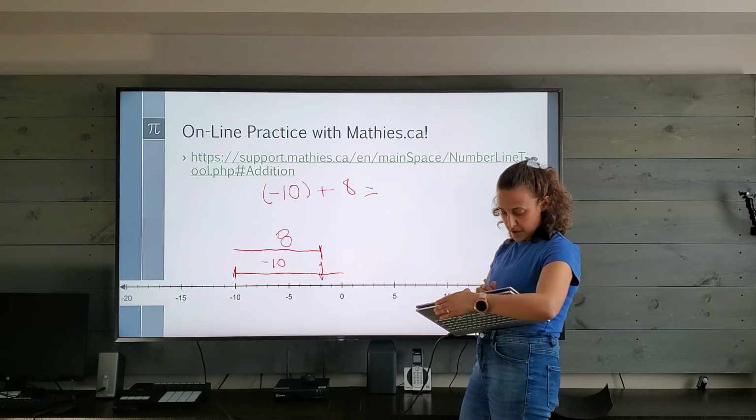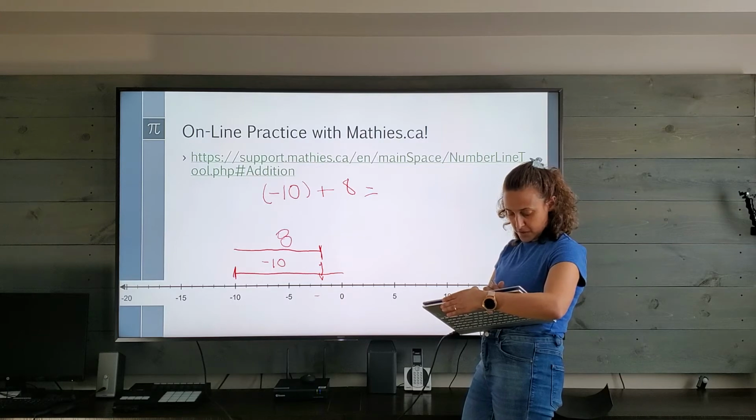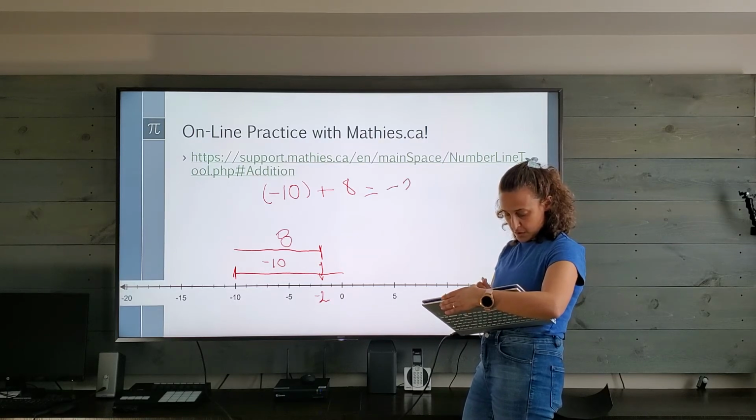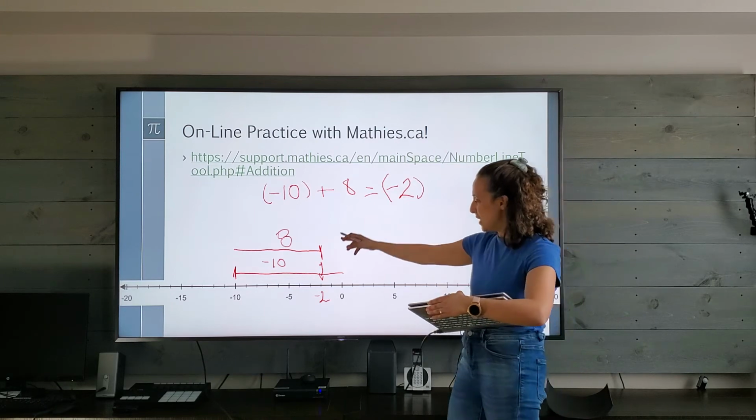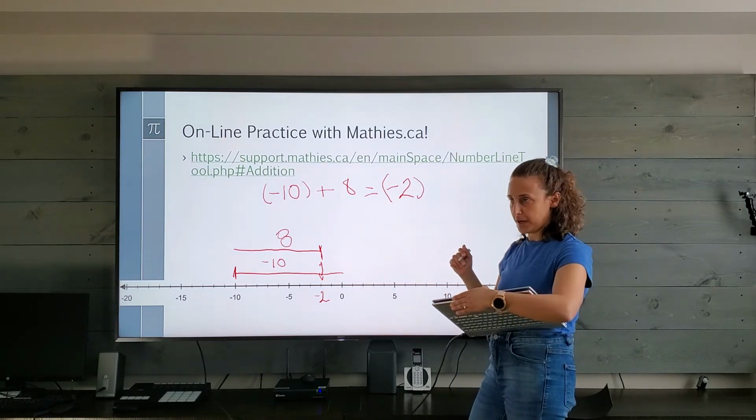And if you take a look on a number line, we know that this is negative 2. Okay? So if I put down here, negative 10 plus positive 8 equals negative 2. And that's how we show it on the number line.